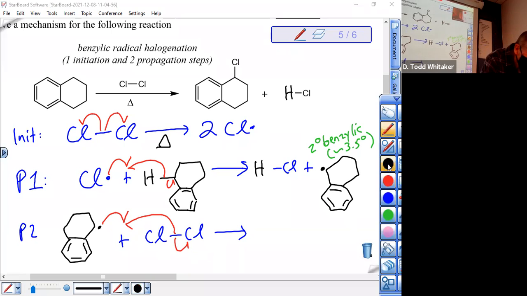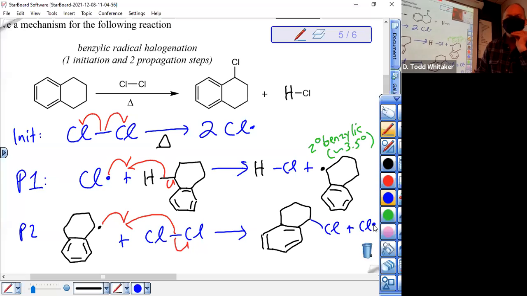And you're finished with this mechanism. You get, oh, I rotated it a bit. That's my natural way of drawing these. Cl there. And chlorine radical, which cycles back to propagation step 1, doesn't it? There you go. And that's all we have for that. That's about a 6-point mechanism right there, too.